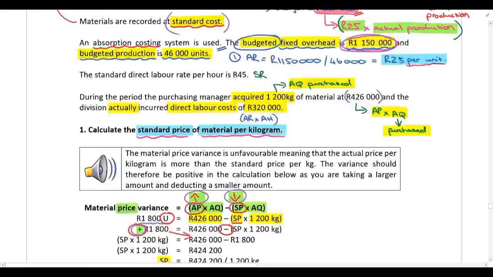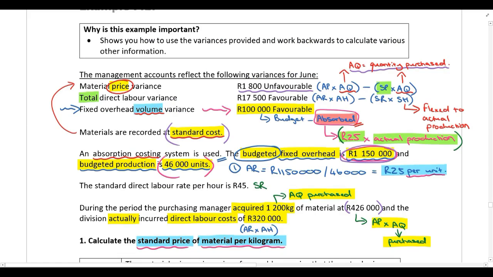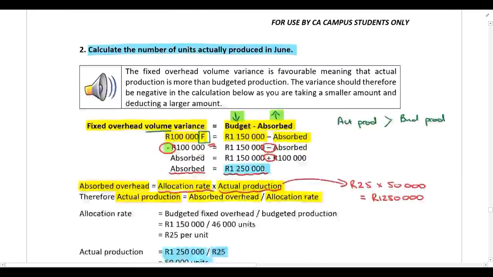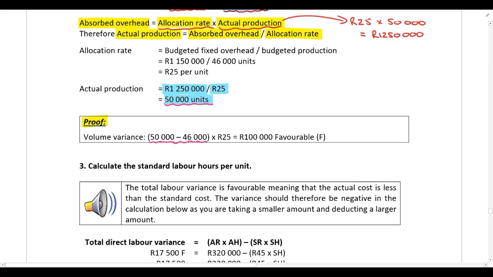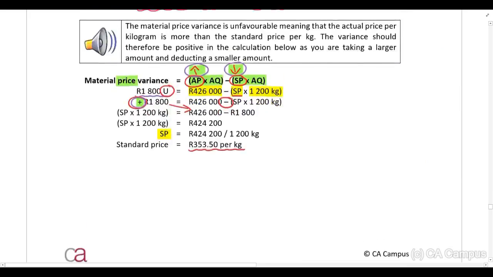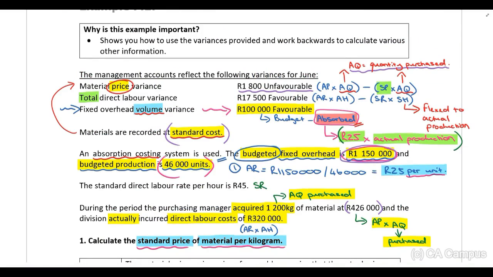What did they budget to produce? 46,000 units. So they actually produced 4,000 units more than what they budgeted to produce. So because actual production is more than budgeted production, this variance is going to be favorable. So we have a variance of 4,000 units, which is favorable. If you want the Rand value of the variance, you need to multiply by the allocation rate, which is 25 Rand per unit, and that gives you the Rand value of the variance. So that ties into the variance that we were given in the question. The fixed overhead volume variance is 100,000 Rand favorable.